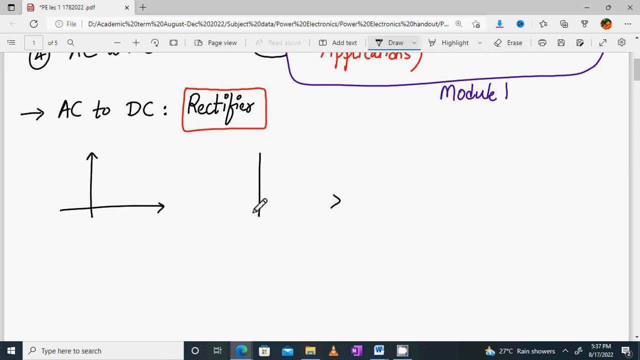Okay, this pen is behaving a little weird today. Apologies for that.